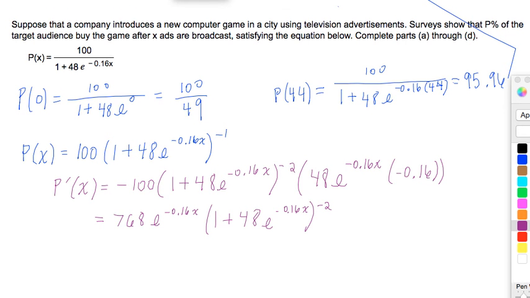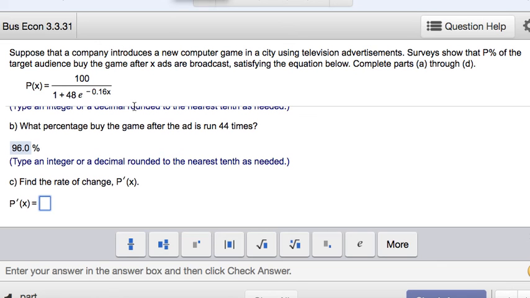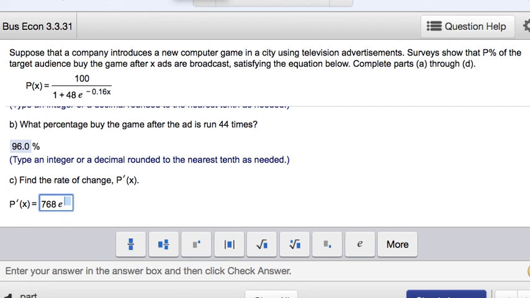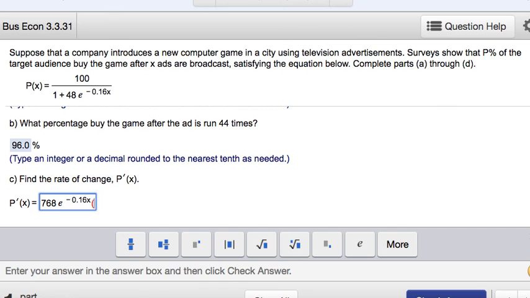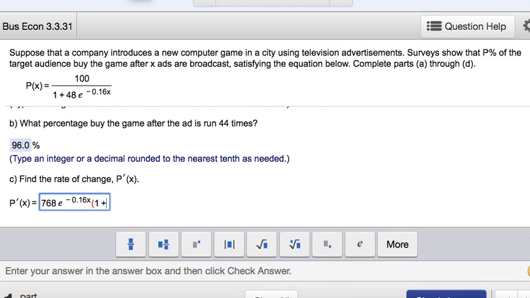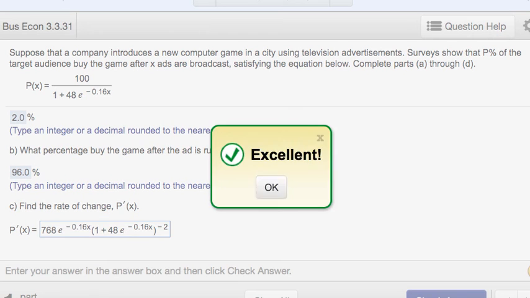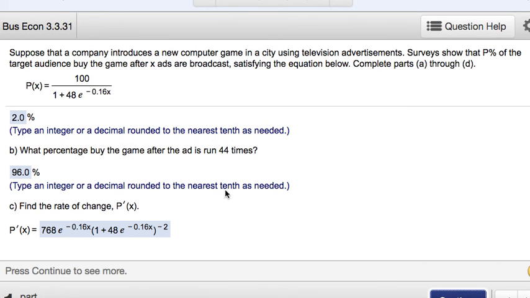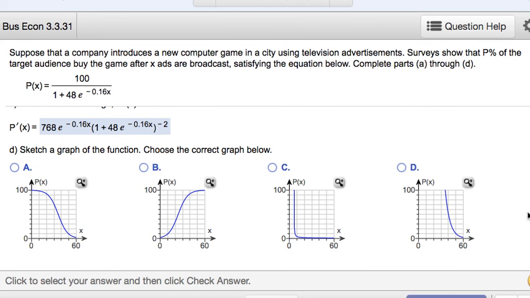Okay, so then we need to enter that in here. 768 e to the negative 0.16x times 1 plus 48 times e to the negative 0.16x, to the negative 2. So that's the rate of change of P of x.